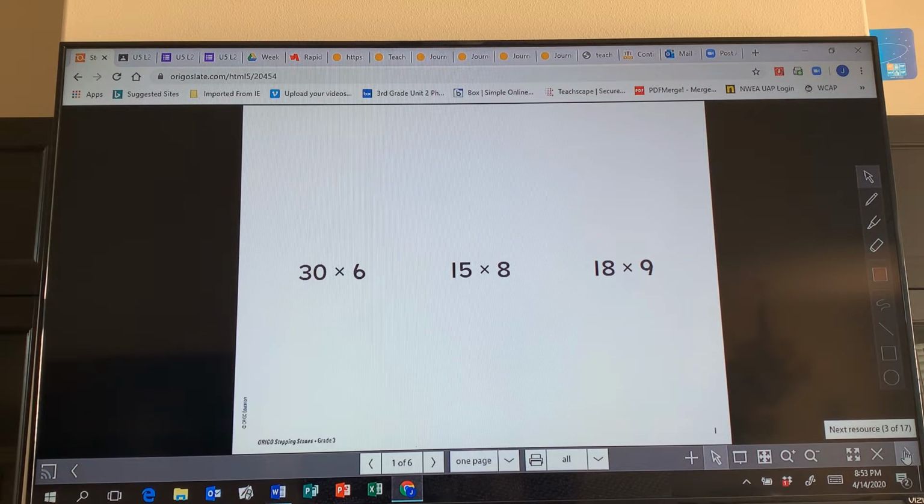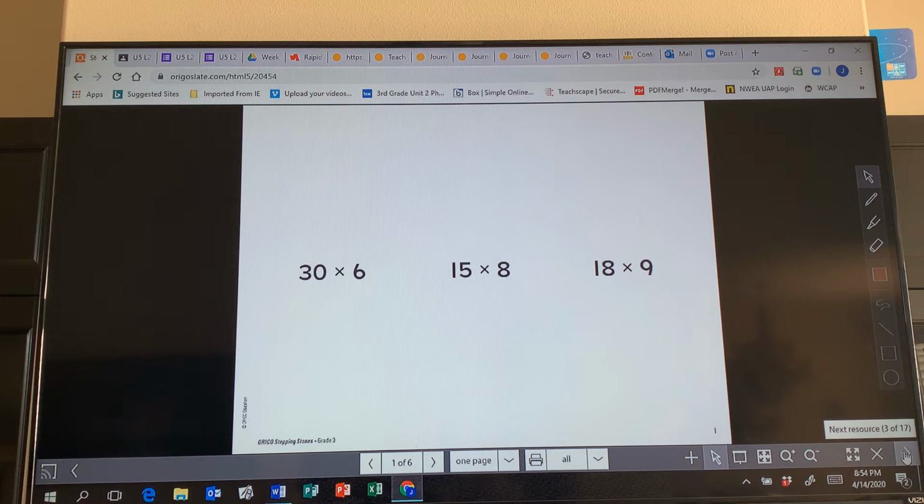So we have three different multiplication problems here. The first one is 30 times 6. The second one is 15 times 8. And the third one is 18 times 9. Now I want to think about how to solve each one of these problems.